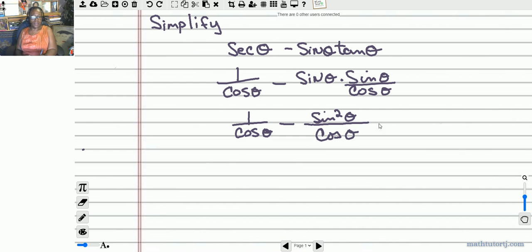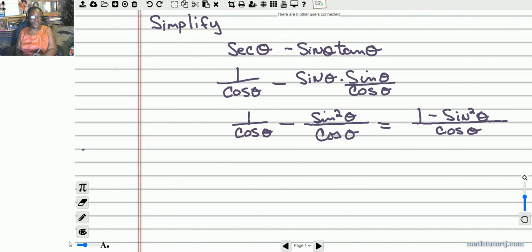Since these have the same denominator, I can go ahead and put that numerator together. We have 1 minus sine squared theta over cosine theta.